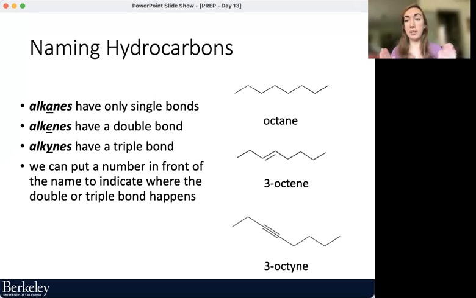So yeah, there's a lot of new words here. The oct is what indicates the number of carbons. So these all have 8 carbons, so they all have an oct in the name. The ending, octane, octene, octyne, tells us whether it's all single bonds, it has a double bond, or a triple bond. And then the number that we stick in the front tells us where that double or triple bond occurs.